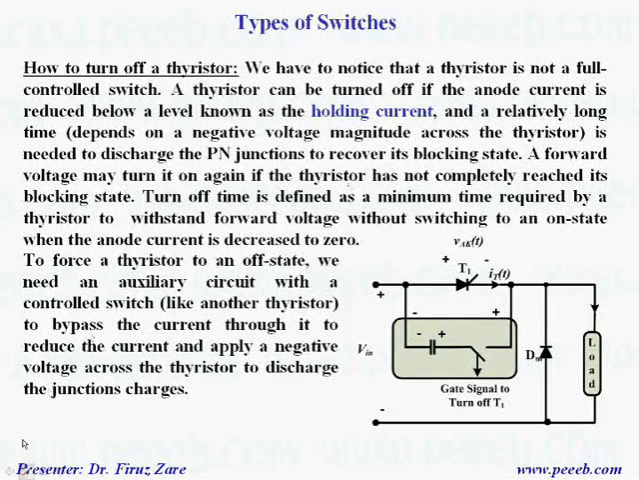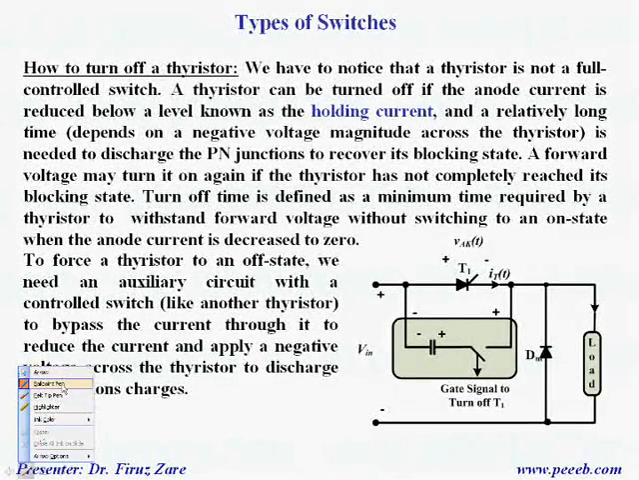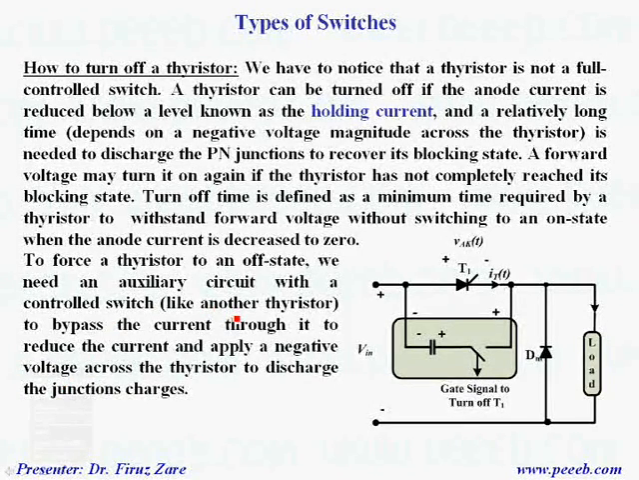How do we turn off a thyristor? Basically, we have to notice that the thyristor is not a fully controlled switch. That means we can turn on a thyristor by applying a gate signal, but we cannot turn it off by removing the gate signal. So there are two methods to turn off a thyristor. One is using an auxiliary device, an auxiliary circuit. That means, for example, providing negative voltage across the thyristor and also bypassing the current through this auxiliary circuit.